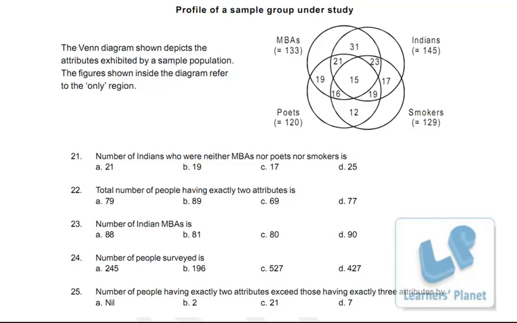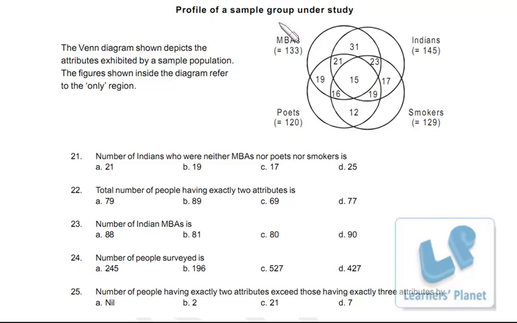Now 5 questions from Venn diagrams. The Venn diagram shown depicts the attributes exhibited by a sample population. The figures shown inside the diagram refer to the only region. Okay, fine. So there are 4 circles over here. Now you should be very much clear with the basic concepts of Venn diagram over here, right?